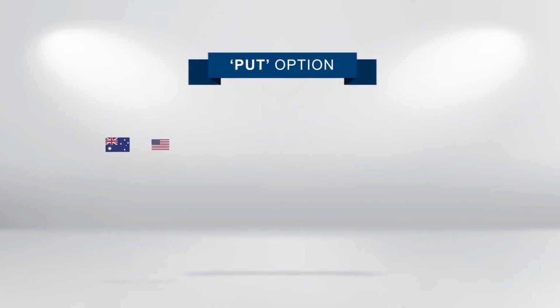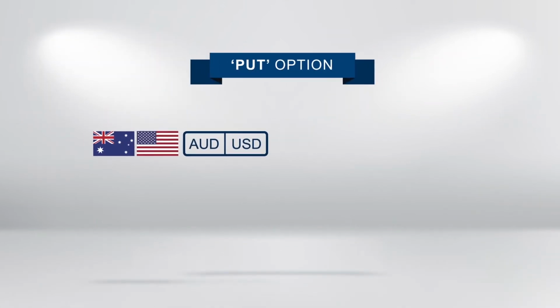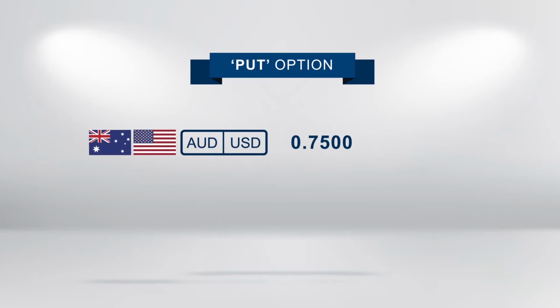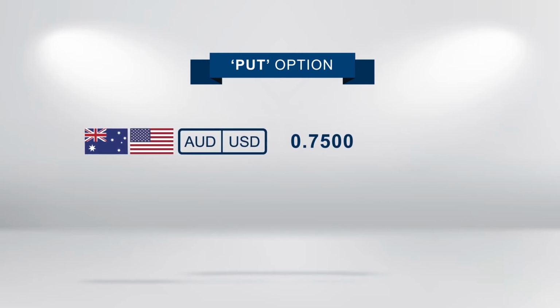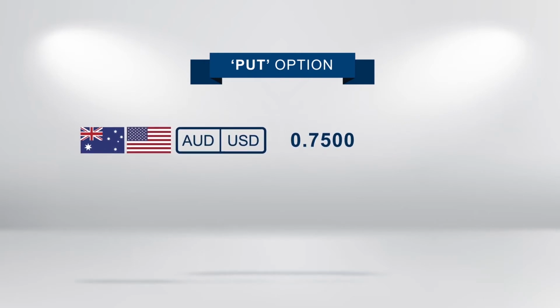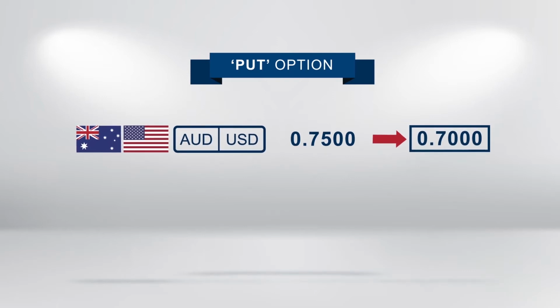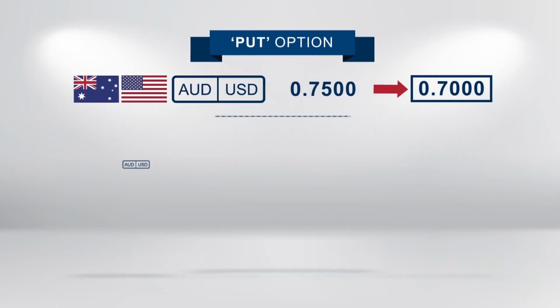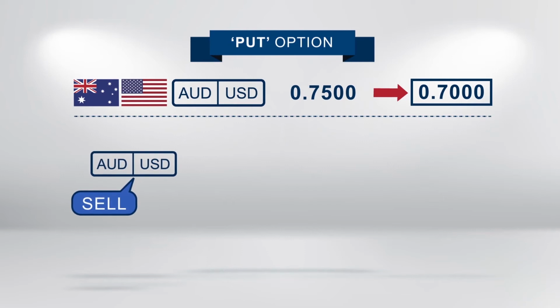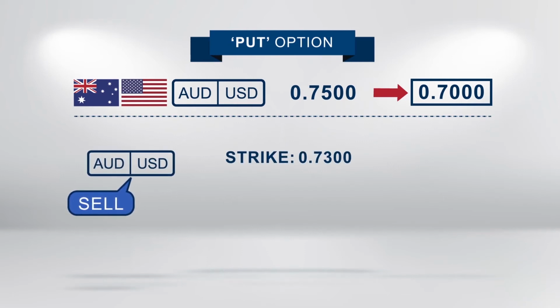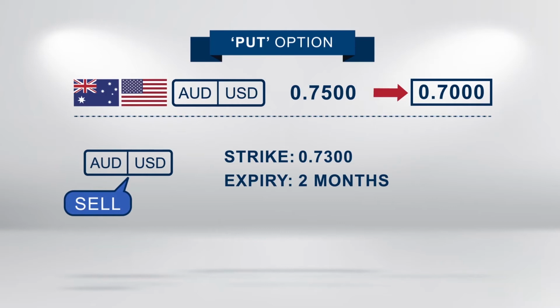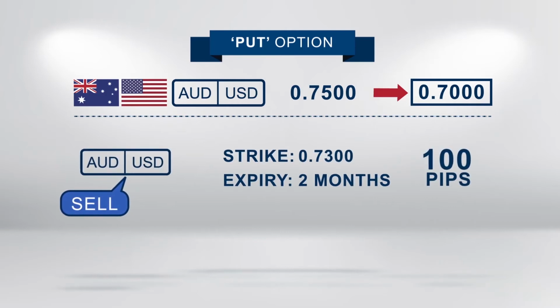So instead we buy an option. Aussie dollar is currently trading at 0.7500. We target a move to 0.7000 within 2 months. We buy an Aussie dollar put strike at 0.7300, expiring in 2 months. The cost is 100 pips.